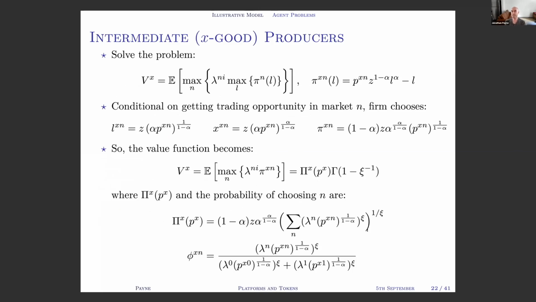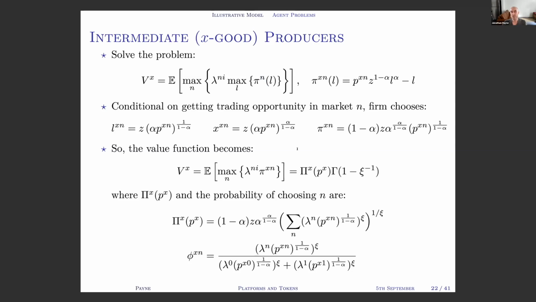All right, so let's start with these X good producers. The X good producers have to choose which platform they want to search in. That's this choice of N. And then, conditional on getting the trading opportunity, they have to choose how much to produce, right? This is what pins down the amount of production in the economy. Conditional on getting the trading opportunity, it's a pretty standard problem. They're just maximizing a decreasing returns to scale production function with labor choice. And out of that, they get some profit, right? Oh, I see, this should be an XN in there.